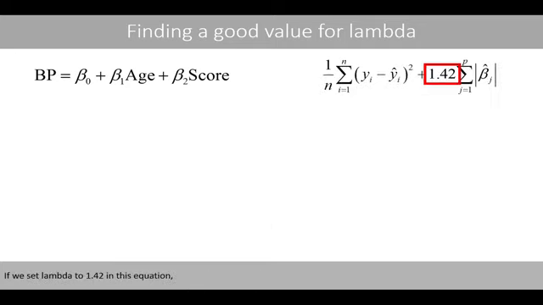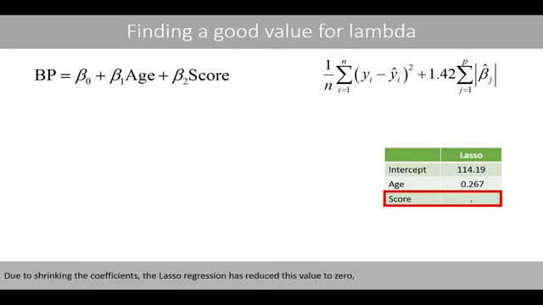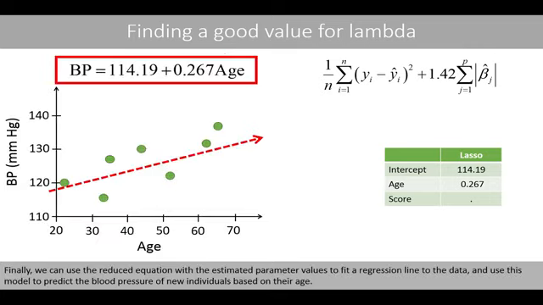If you set lambda to 1.42 in this equation, the intercept will be estimated to about 114 and the parameter associated with the age to 0.267. Due to shrinking the coefficients, the Lasso regression has reduced this value to 0, which means that we can remove the variable math score from the equation. Finally, we can use the reduced equation with estimated parameter values to fit a regression line to the data, and use this model to predict the blood pressure of new individuals based on their age.